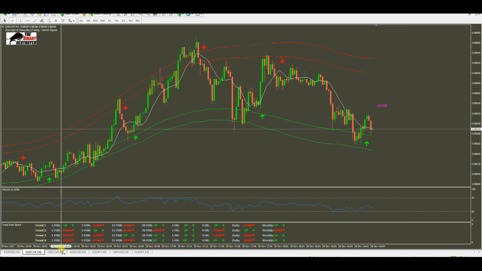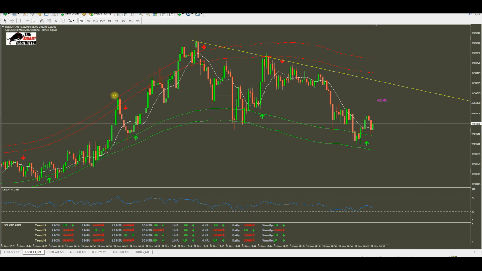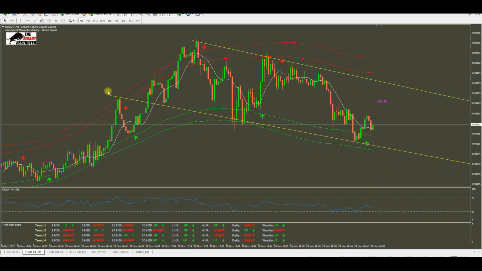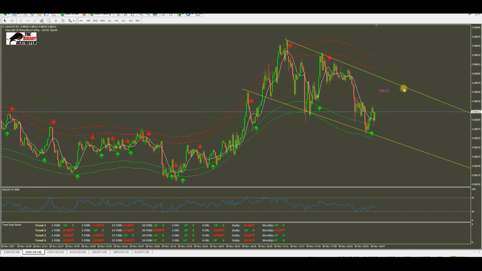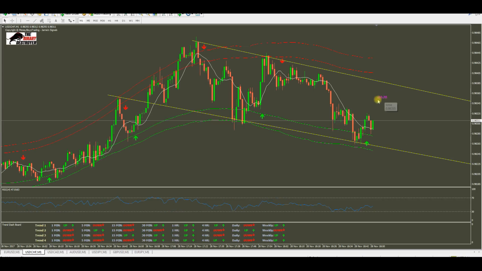I got into a 15-minute trade. It is against the trend, and I'll tell you why. It's just using a bit of price action. Can you see our trend line here? We've got a nice trend line happening here, so the price is likely to bounce in between this trend line. So a perfect opportunity.